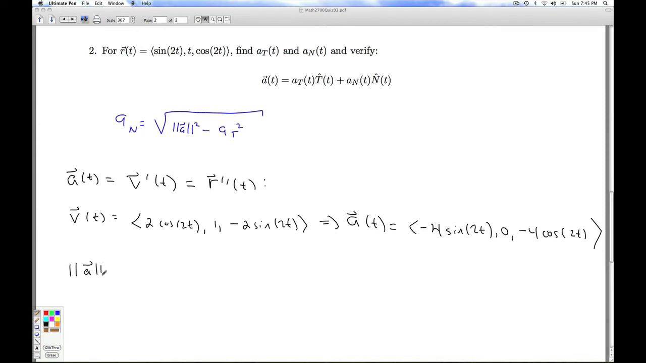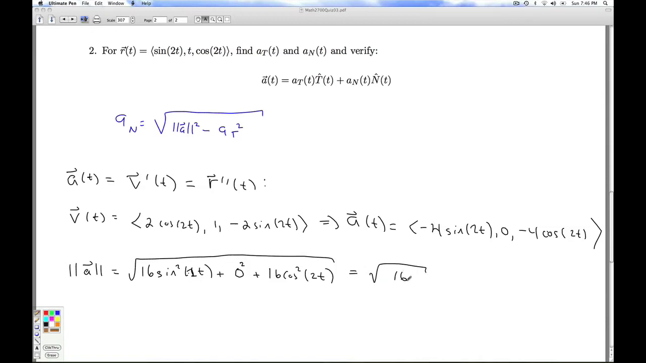So we get the magnitude of the acceleration then is, I'm going to square these and add them up. Negative 4 sine of 2t squared gives me 16 sine squared of 2t. 0 squared is 0. Negative 4 cosine of 2t, square that, 16 cosine squared 2t. We'll take the square root of that. And as before, we have some Pythagorean magic happen. 16 sine squared of 2t plus 16 cosine squared of 2t. That's just going to be 16. The square root of 16 is 4.